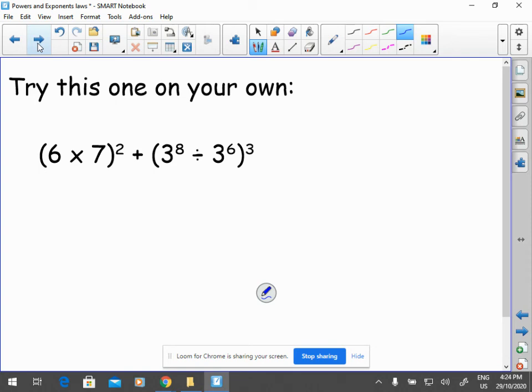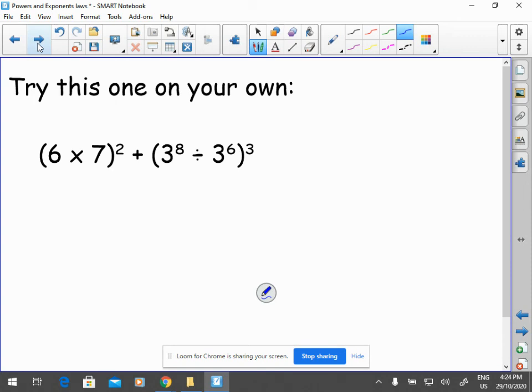So pause the video if you need, take a second to attempt to do these on your own. Again, there's technically more than one way that you can do it. As long as you're following order of operations and use the laws as needed, you should get the same answer in the end.